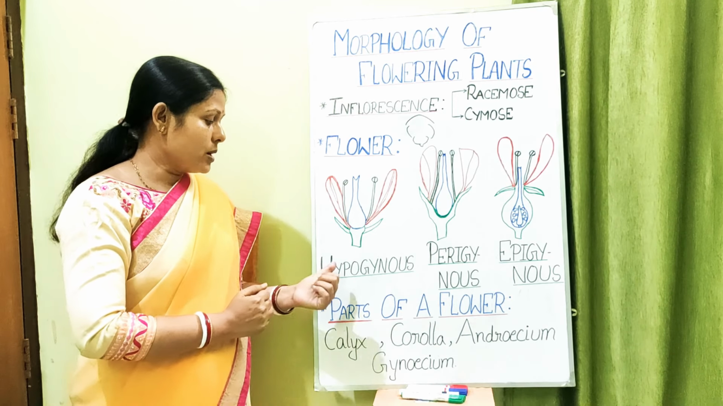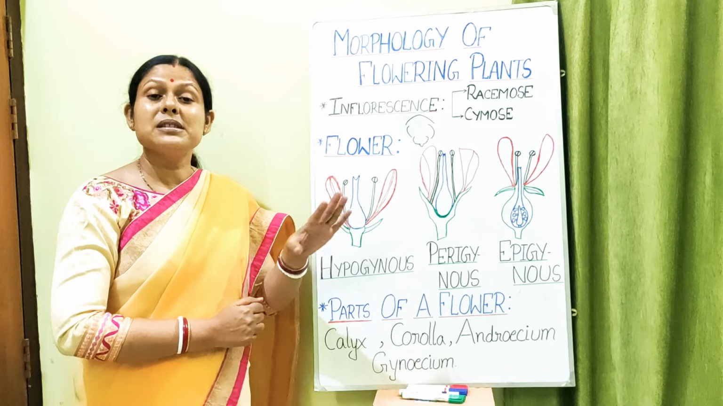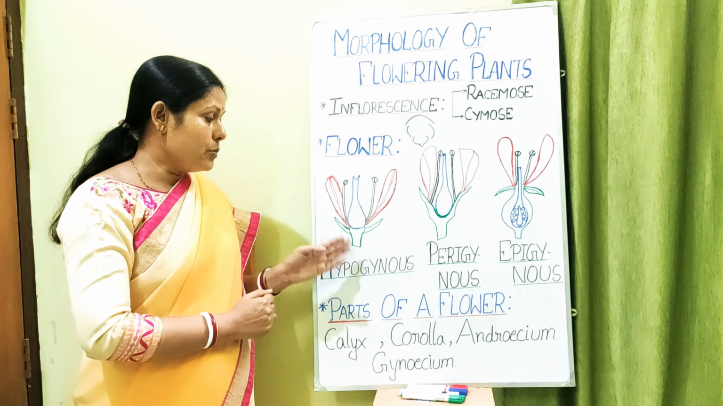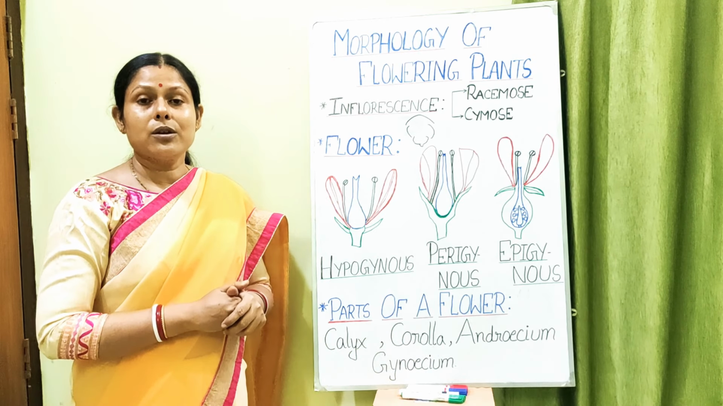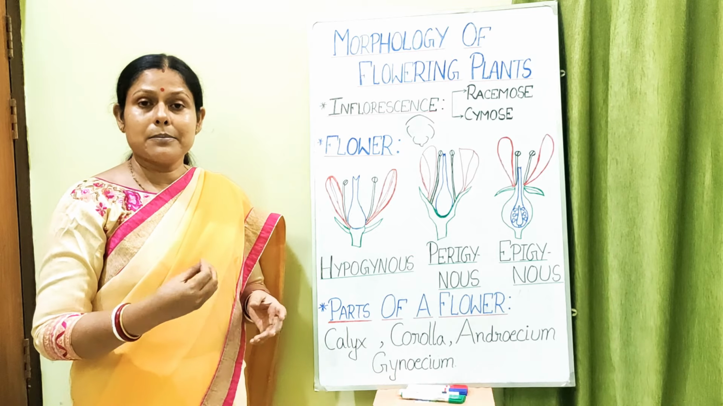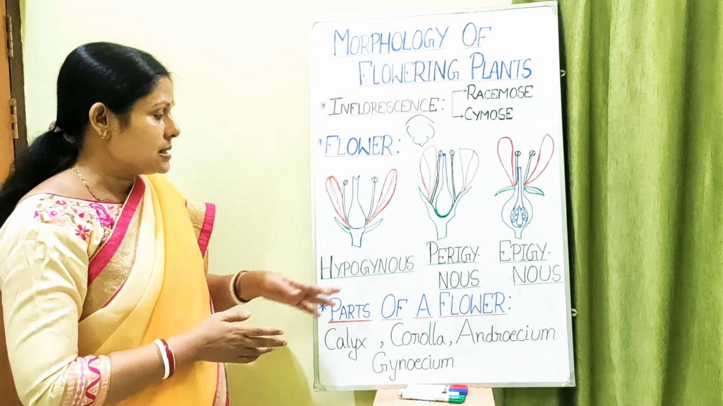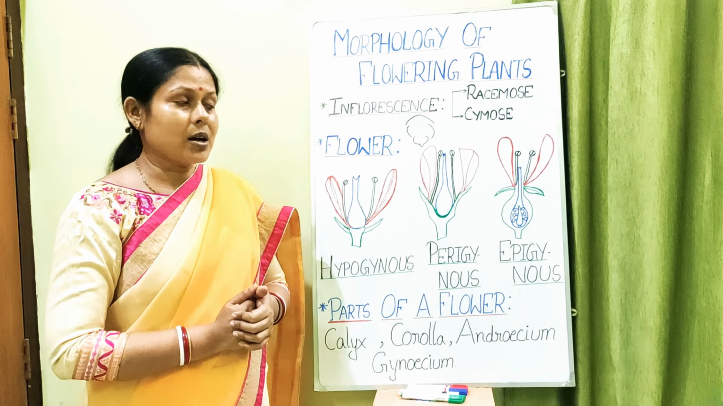Hypogynous: hypo means below, below whom? Gynous means gynoecium. So when the floral members arise below the gynoecium in a flower, we call these flowers hypogynous flowers. Examples are chili and China rose. Next is the perigynous flower. Now what are perigynous flowers?